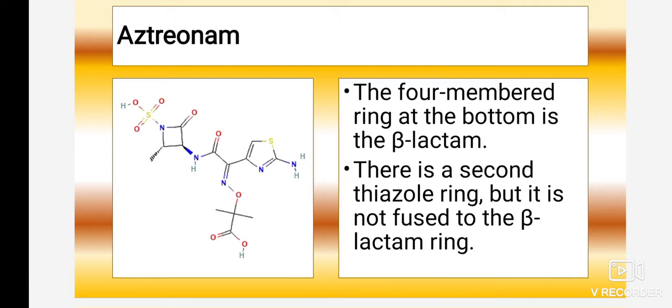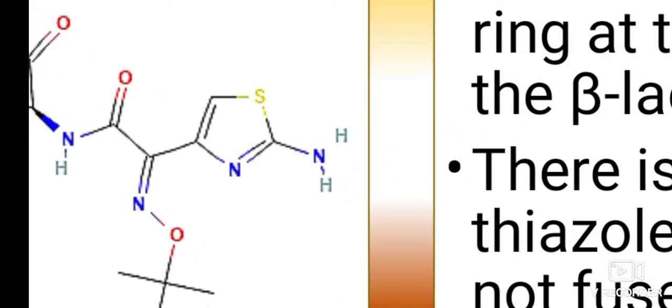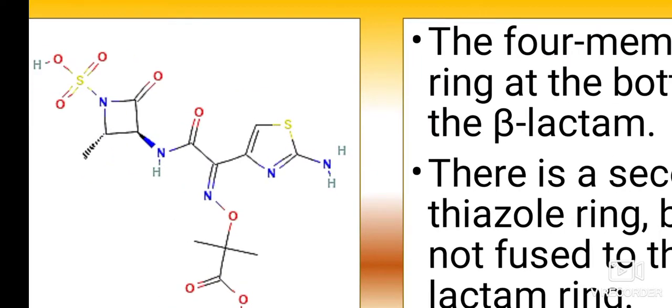The 4-member ring at the bottom is the beta lactam. You can see the presence of the 4-member ring, and that 4-member ring is very important for the antibacterial activity. Then there is the presence of one more ring, which is the thiazole ring. You can see a 5-member ring, and that 5-member ring is nothing but the thiazole ring. Thia stands for sulfur, and aza stands for nitrogen. So it is a thiazole ring. That thiazole ring has the substitution of an amino group.